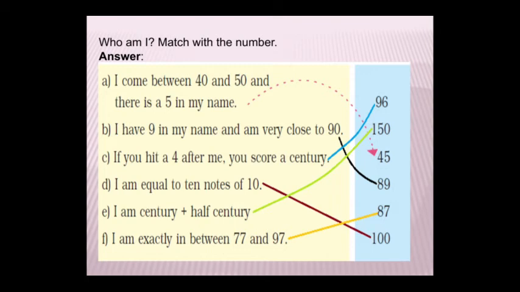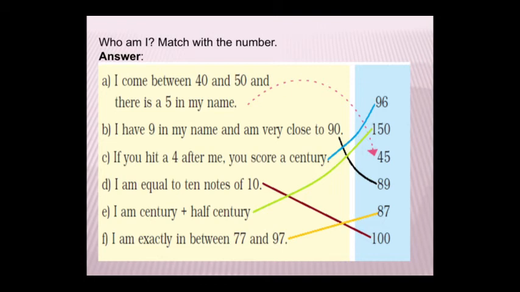I have 9 in my name and I am very close to 90. See children, I have 9 in my name. If you read that number, the 9 also is there. And it is very close to the number 90. So which is that? The answer is 89, because if you read 89, the 9 also is there in its name, and it is very close to 90.